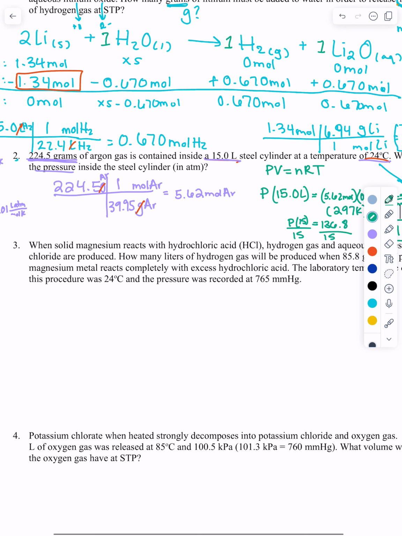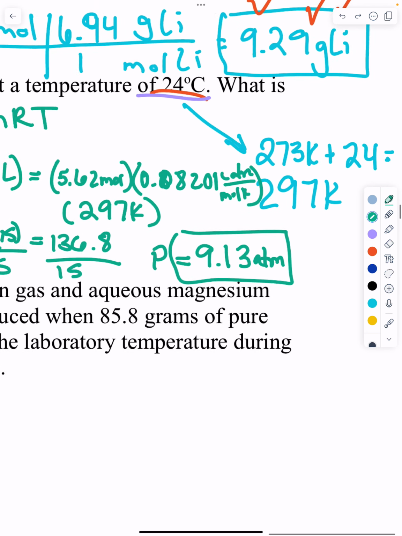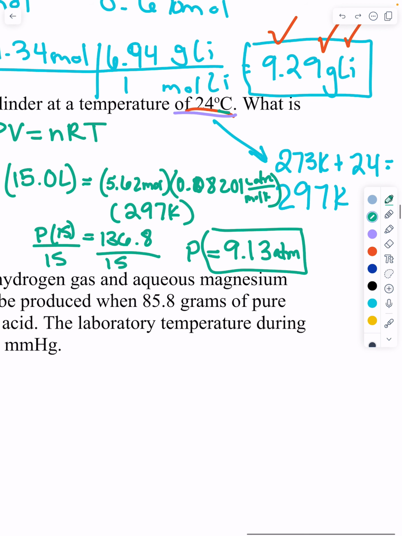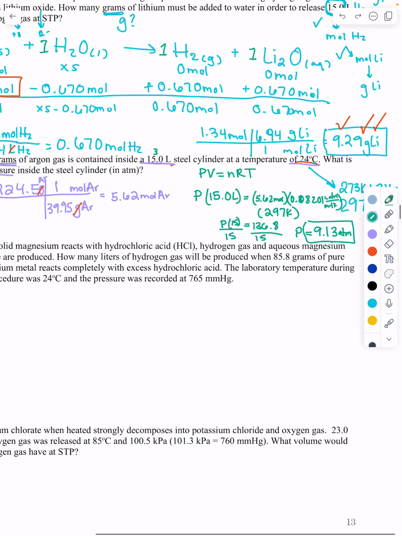So here, this number has 4 sig figs, this number has 3. And then if I look over at my temperature, although 24 degrees Celsius does have 2 sig figs, I actually don't use the degree Celsius number. I only use the Kelvin number when I'm counting sig figs. So pretty much temperature is always going to have 3 sig figs. So I would just disregard degrees Celsius and only look at the Kelvin number when you're counting your sig figs. So 9.13 ATM is the correct answer for that.